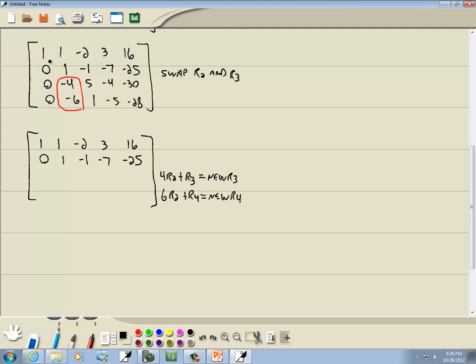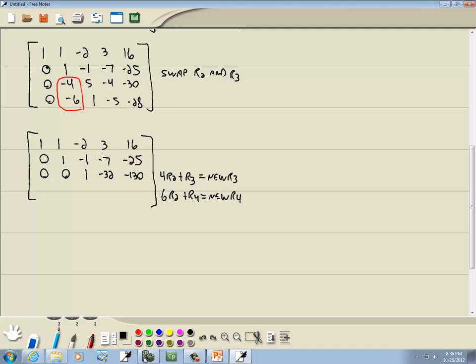Okay. 4 times 0 is 0 plus 0 is 0. 4 times 1 is 4 plus negative 4 is 0. 4 times negative 1 is negative 4 plus 5 is 1. 4 times negative 7 is negative 28, negative 32. 4 times negative 25 is negative 100, and negative 30 is a negative 130.